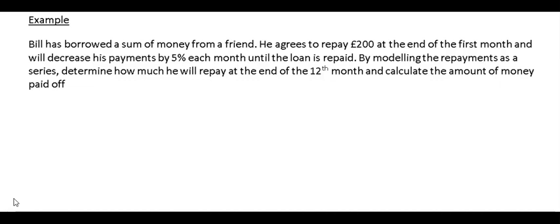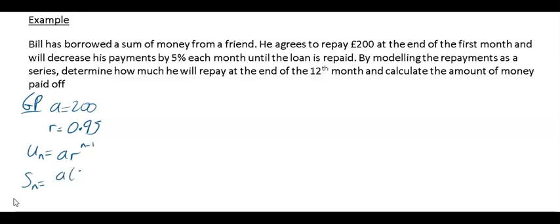Okay, first thing, this is a GP, as you've got a first term, which is 200, and each month his repayment is decreased by 5%. So to decrease something by 5%, you multiply it by 0.95. So that's what we have. And also, we'll write down a couple of things for the GP. Our Un for a GP is a r to the power of n minus 1. Your Sn for a GP is going to be equal to a times 1 minus r to the power of n all over 1 minus r. So I think that's everything we need.